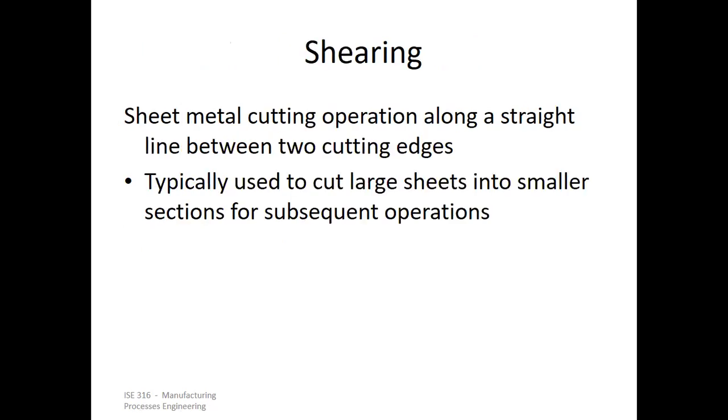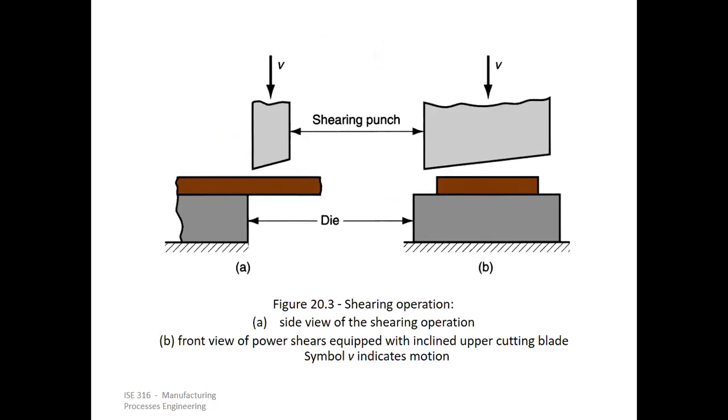As for shearing, it's a sheet metal cutting operation along a straight line between two cutting edges, right? You're trying to shear it off, as we have seen in the last slide. Typically used to cut large sheet into smaller sections for subsequent operations, right? So large sheet being cut into smaller sections, or even removal of material inside that strip. So that is also shearing. You can see here.